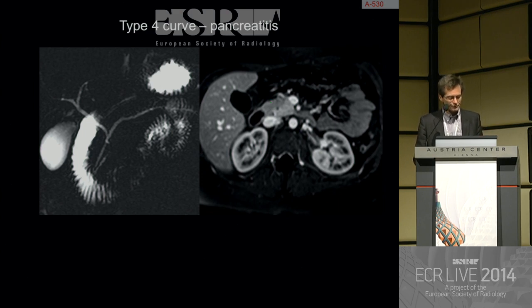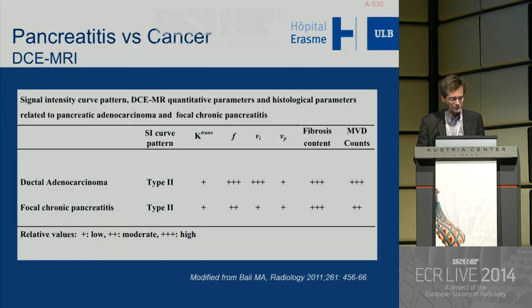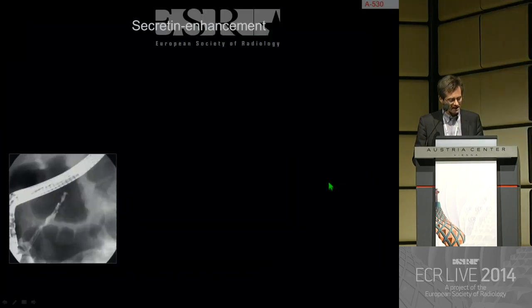Can we use perfusion-weighted imaging to discriminate both entities? Indeed, not really, because both ductal adenocarcinoma and focal chronic pancreatitis have a large amount of fibrosis associated, and indeed the permeability and the perfusion fractions are more or less identical in both situations. Can we use secretin enhancement? Well, in some instances, yes, it's interesting, particularly if you have a stenosis without a space-occupying lesion.